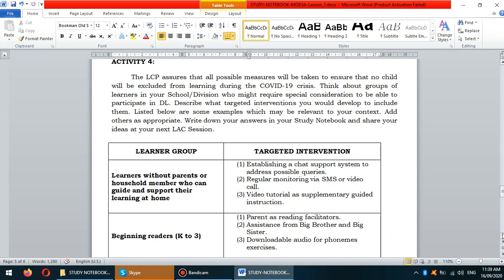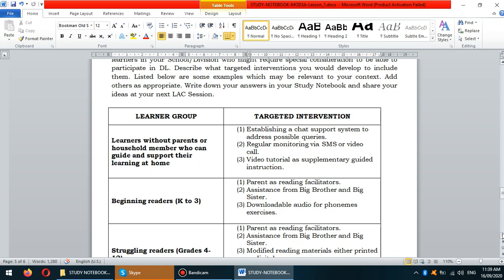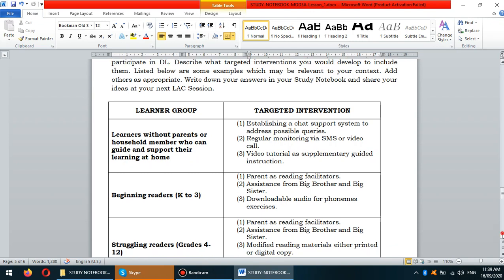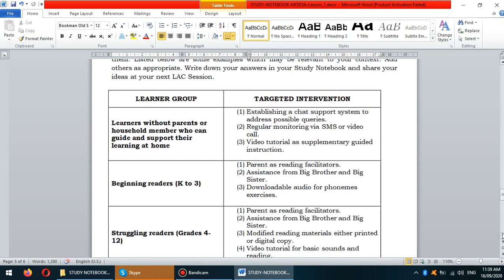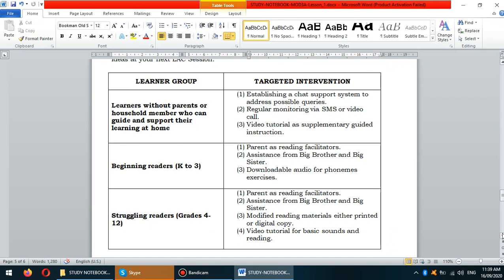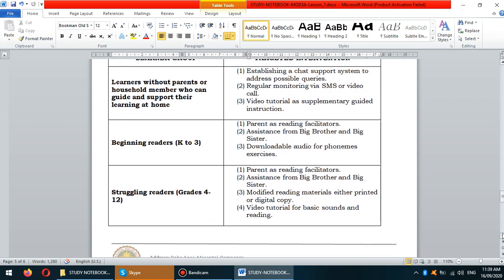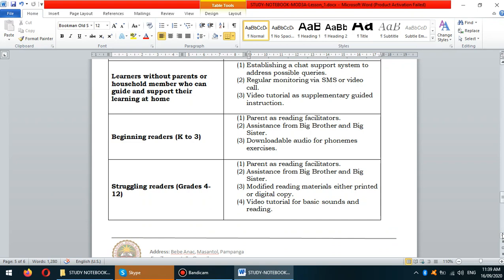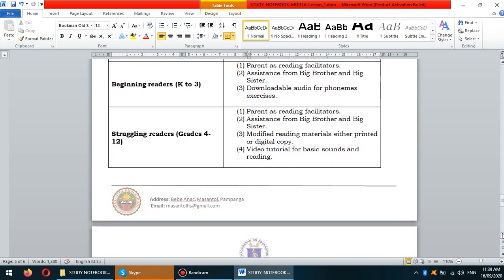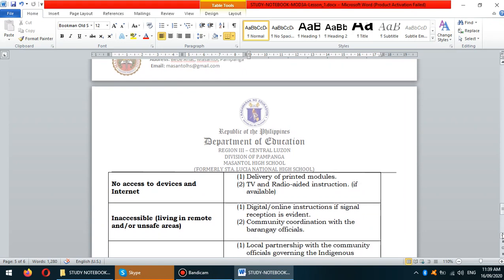Actually, this part is a bit difficult because you will be designing or thinking of a possible solution, not just a band-aid solution, maybe a long-term solution for this target learner. Now, for the first one, we have the learners without parents or household member who can guide and support their learning at home. This will be my targeted intervention. The second one, beginning readers K to 3. This is my targeted intervention. Struggling readers grades 4 to 12, also have no access to devices and internet. This would be my intervention.